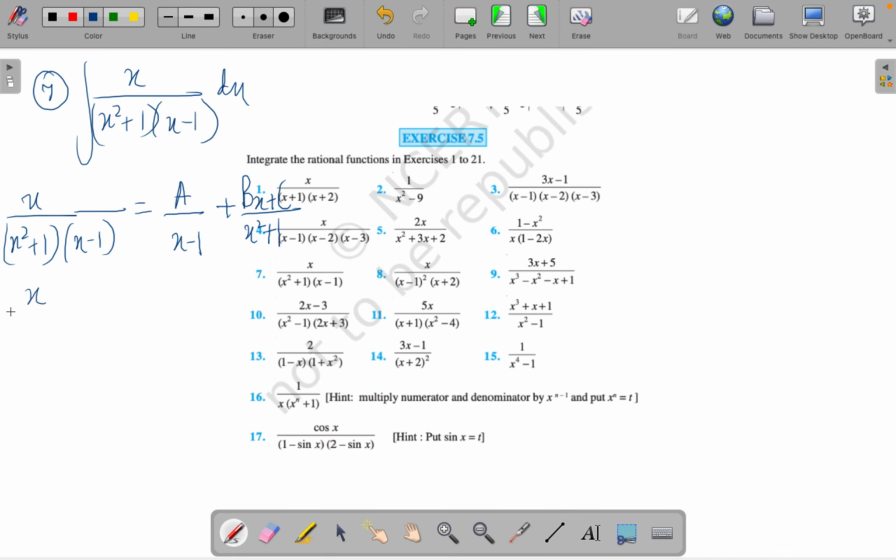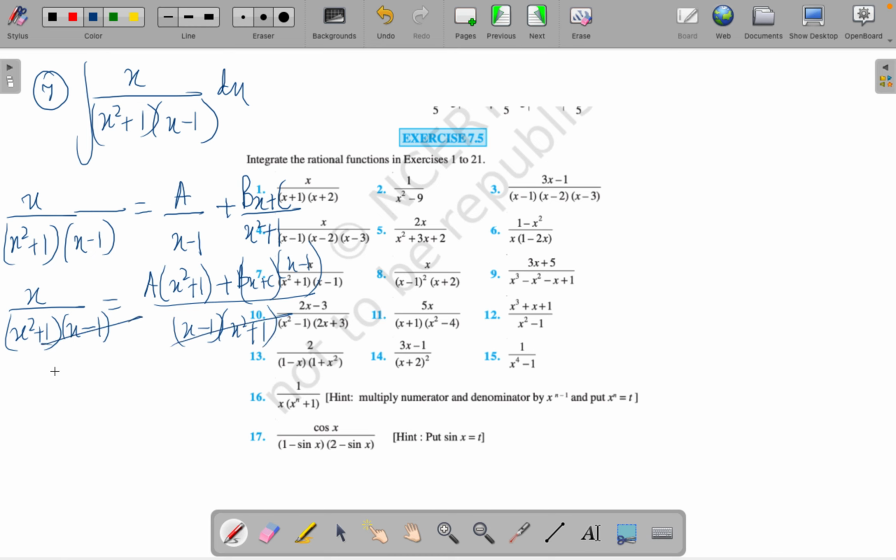Again, we will do the short method. Taking LCM, a into x square plus 1 comes here, plus bx plus c into x minus 1, upon x minus 1 into x square plus 1.